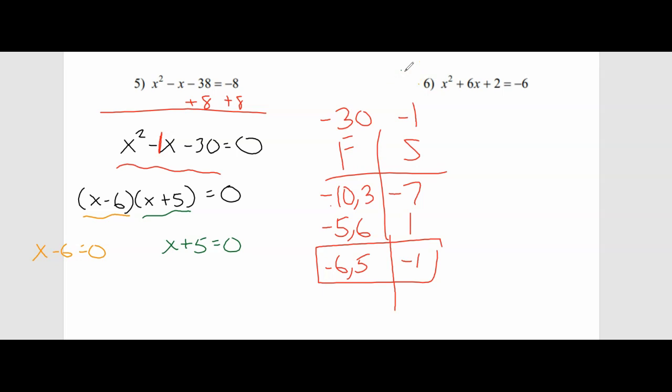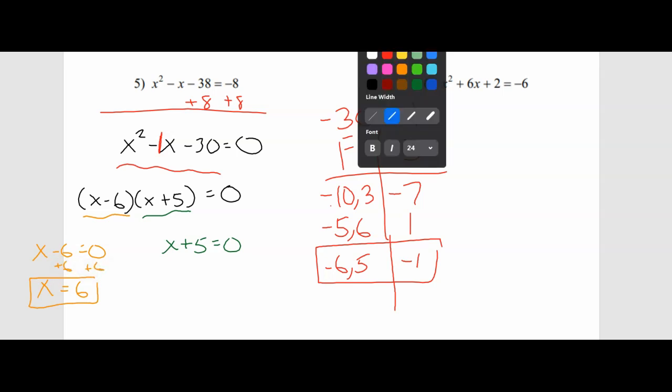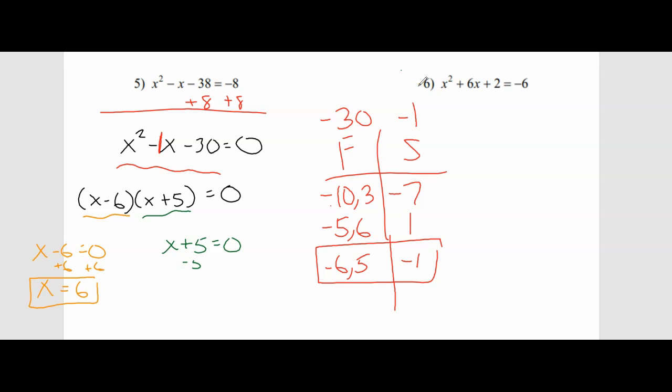X minus 6, one step. Add 6 to both sides. I end up getting x is equal to 6. For the green one, I'm just going to subtract 5 from both sides. So I get x is equal to negative 5. Done. There are your two solutions to this equation.